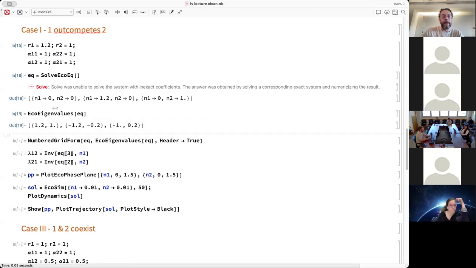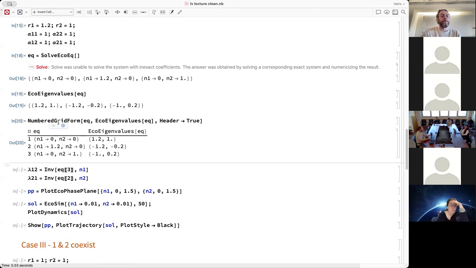We can calculate their eigenvalues now numerically. And this numbered grid form is just an easy way to line them up so we can actually read what's going on here. So there are 3 equilibria. The trivial equilibrium, its eigenvalues are 1.2 and 1. Those are both positive, therefore it's unstable. This one, species 1 by itself, both its eigenvalues are negative, therefore it's stable. And then this last one, species 2 by itself, has 1 negative but 1 positive eigenvalue, therefore it's unstable. Okay, so this is what we expect.